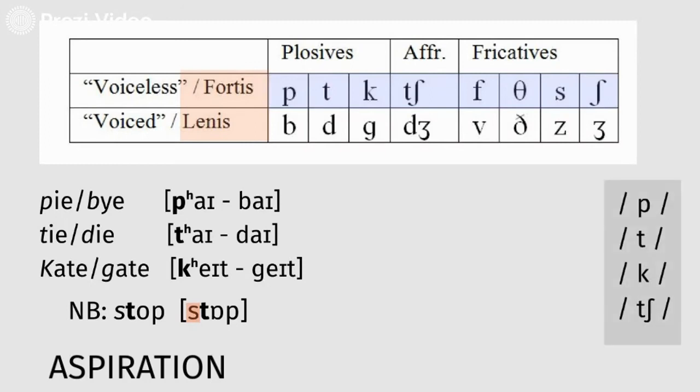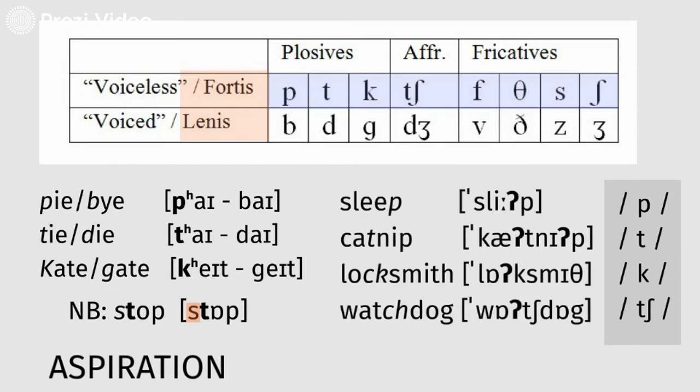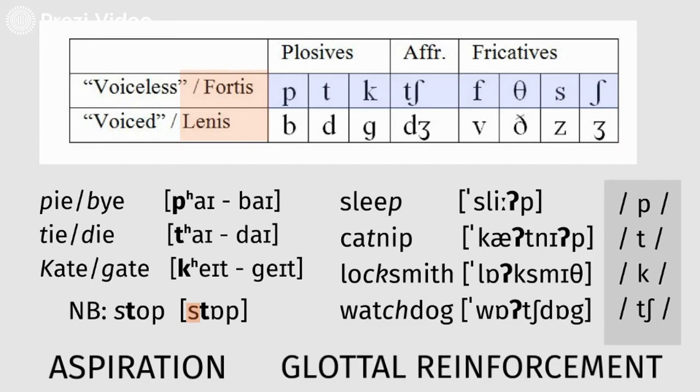Besides, fortis stops p, t, k, and ch in syllable final position frequently have a reinforcing glottal stop. Well, the mechanism of the production of the glottal stop was described in the previous lecture. You can see the symbol for a glottal stop in the phonetic transcriptions here. Sleep, catnip, locksmith, watchdog. This phenomenon is known in phonetics as glottal reinforcement or pre-glottalization of consonants.